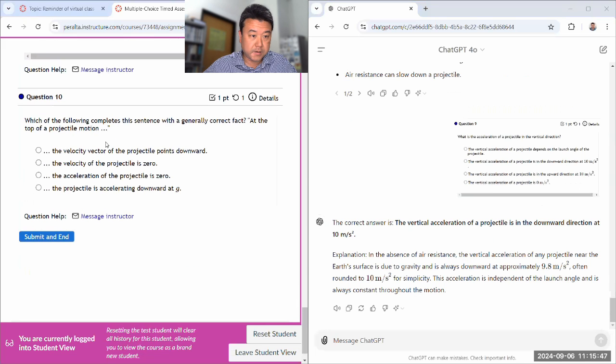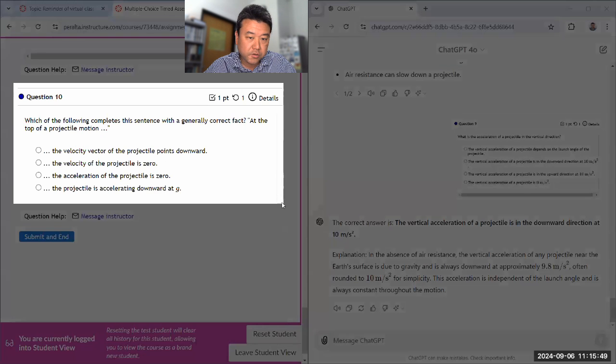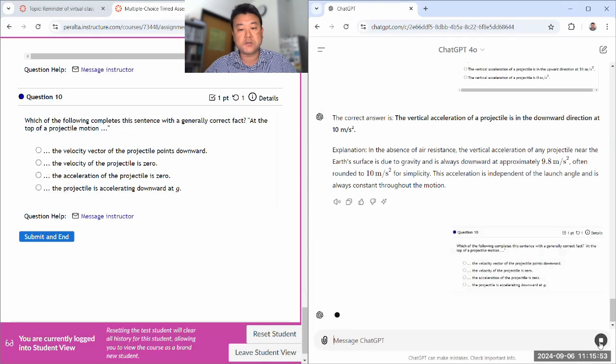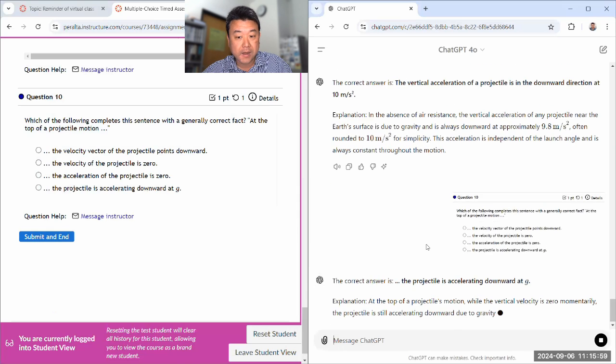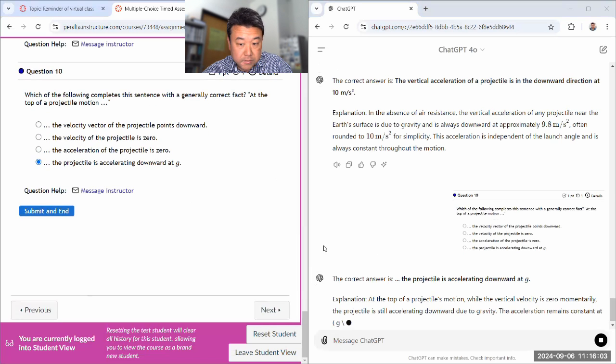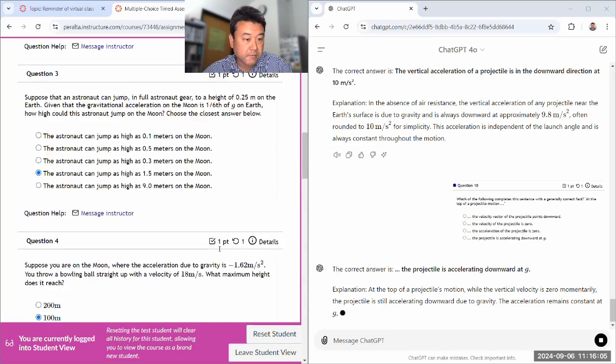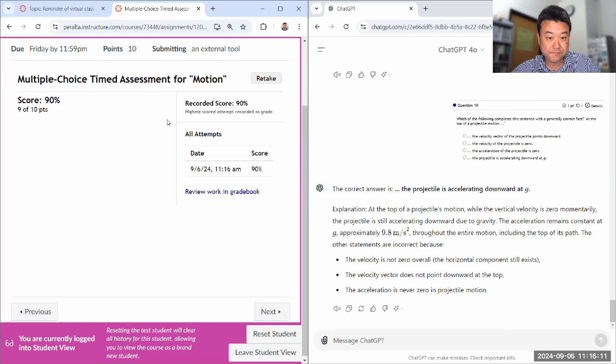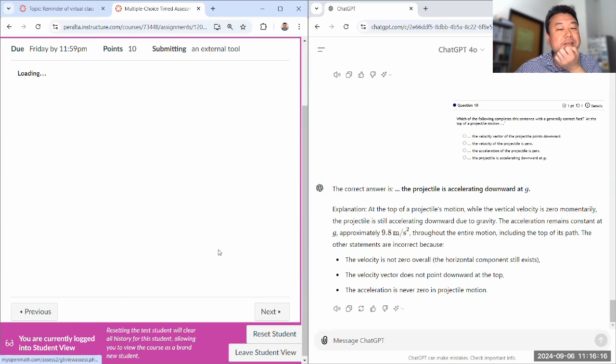Okay, all right. Because I'm going to try to measure the time, how quick ChatGPT is versus how quick I am, I'll just submit without double checking any of the answers. And if we got 100%, then accelerating downward. Okay, so I'll just make sure I answered everything, and then submit. We'll see. Yeah, 90%. That's pretty good. Let's see which one it missed.